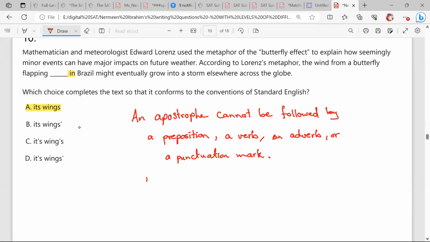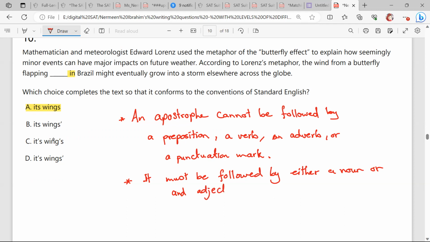It must be followed by either a noun or an adjective plus a noun. So I have to end up using a noun after the apostrophe. So here there is a preposition, so I don't use any apostrophes at all. So letter A is the best answer.